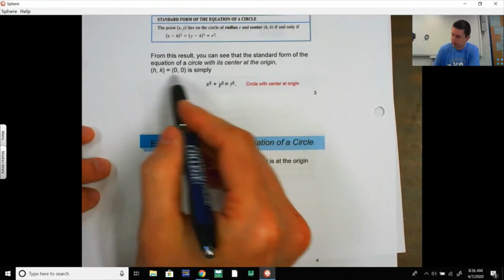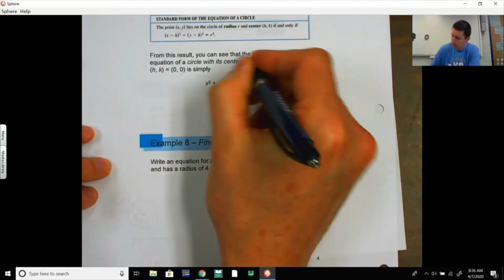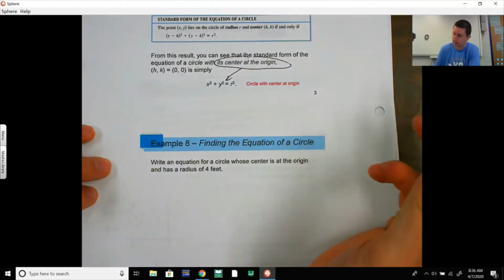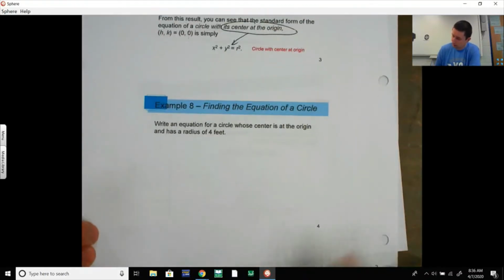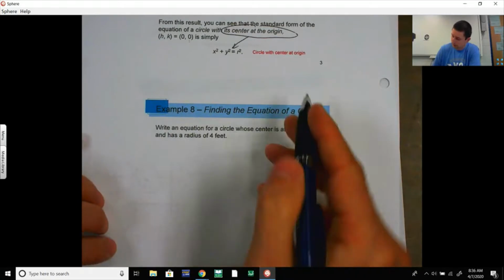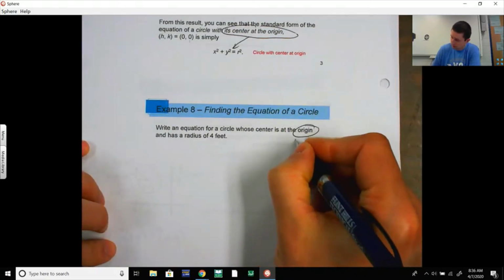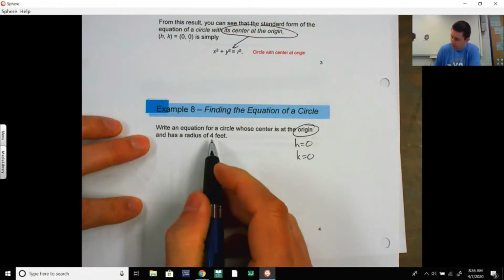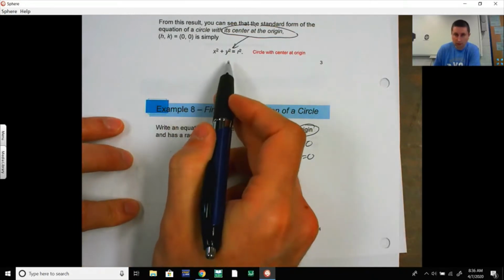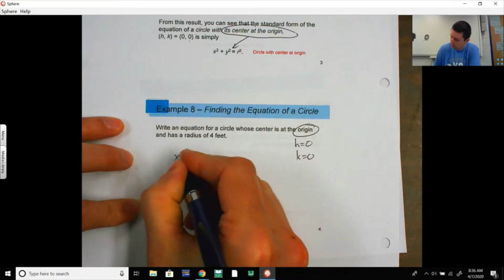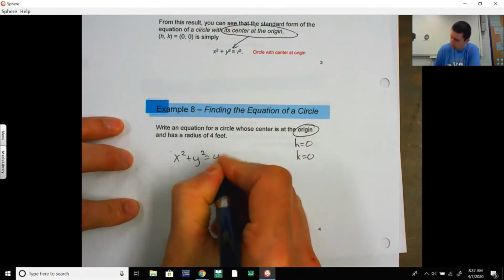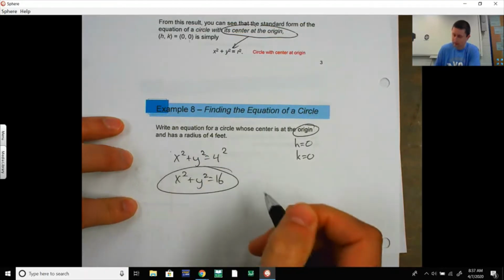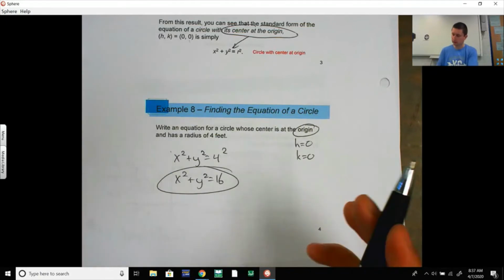If your center is 0, 0, if it's centered at the origin, you're just going to have x squared plus y squared equals r squared. You have x minus h, but you don't need to do anything with that. So, write an equation for a circle whose center is at the origin. That means h equals 0 and k equals 0, and has a radius of 4 feet. Using the formula from up here, x squared plus y squared equals 4 squared. The only thing you can simplify is that. And again, you can just type that straight into Desmos and it'll give you a nice clean circle.